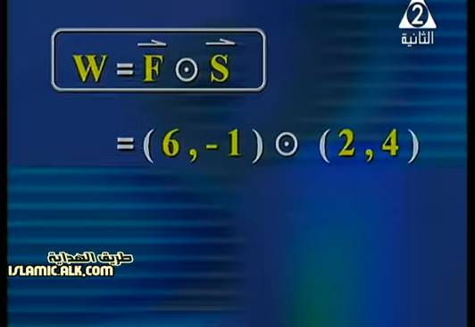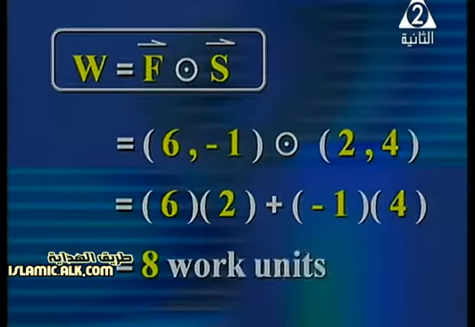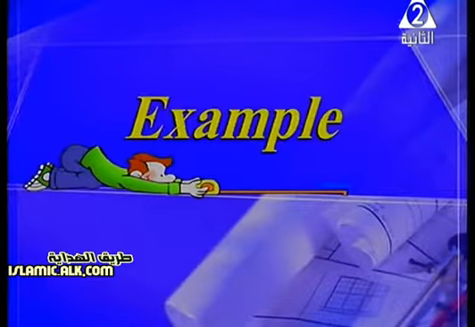The work done equals force vector scalar product displacement vector. By using the scalar product, (6, negative 1), the first ordered pair, scalar (2, 4), the second ordered pair, equals 6 times 2 plus negative 1 times 4 equals 8 work units. Now we are going to translate to another example.